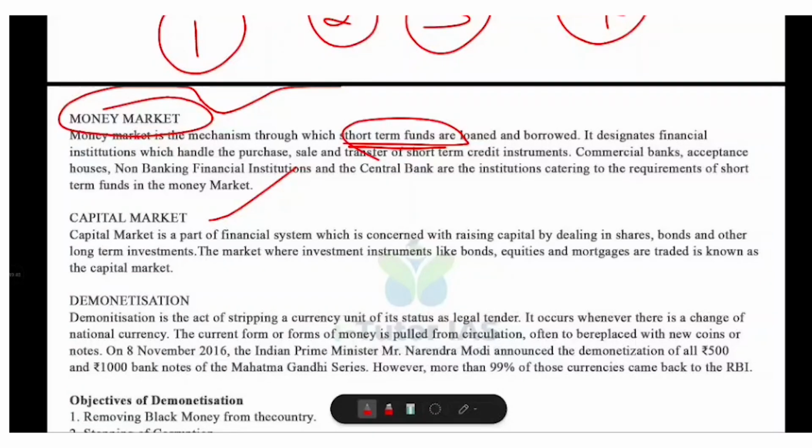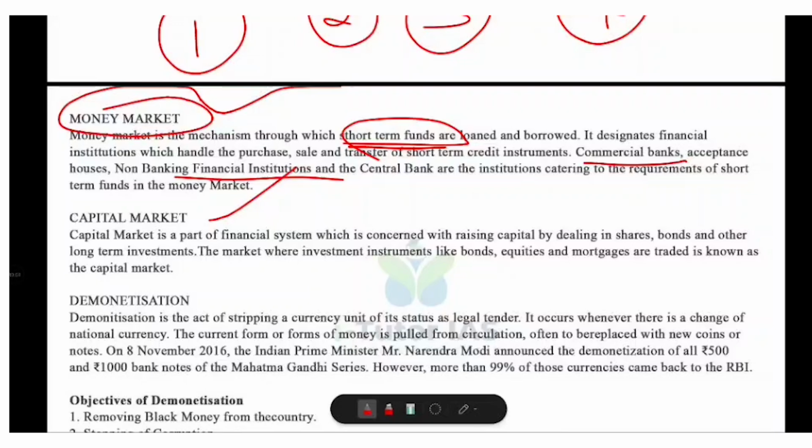And the key players are commercial banks, then NBFCs, that is non-banking financial institutions, acceptance houses and so on. And the main instruments are treasury bills, commercial paper, certificates of deposit, call money, etc. For example, if a company needs money to pay salaries or bills for a few months until it receives its revenue, it borrows from the money market.